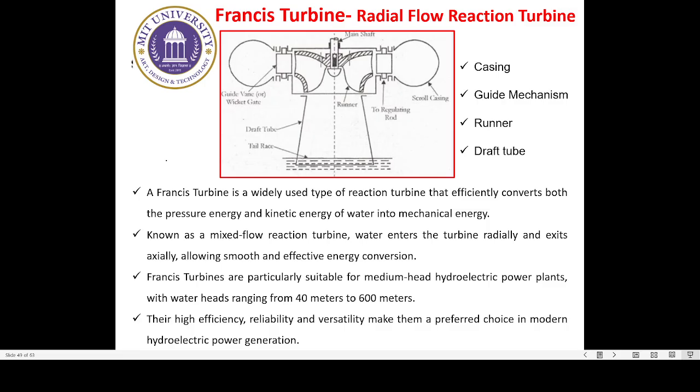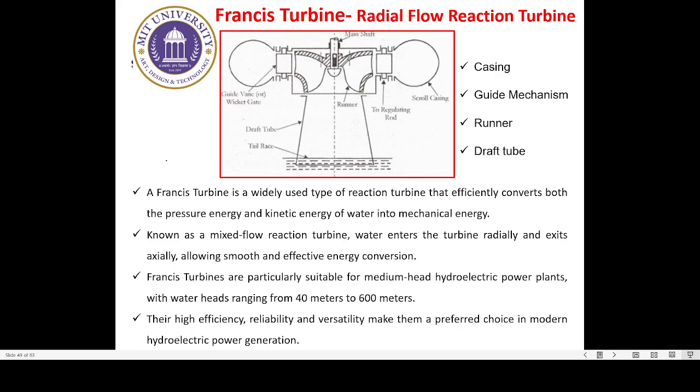It may be possible that the water may flow radially from outward to inward, that is, toward the axis of rotation of the shaft. Alternatively, the flow of the water may be from inward to outward, away from the axis of rotation. If the water flows from outward to inward toward the runner, we identify such a turbine as an inward radial flow reaction turbine.